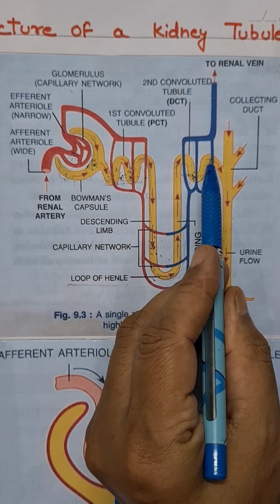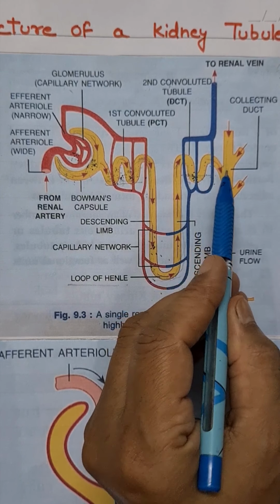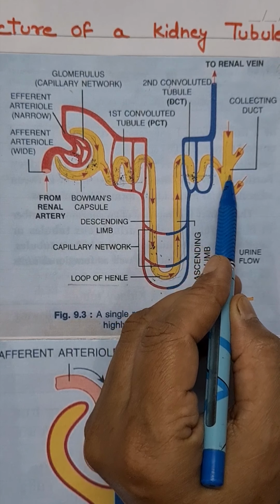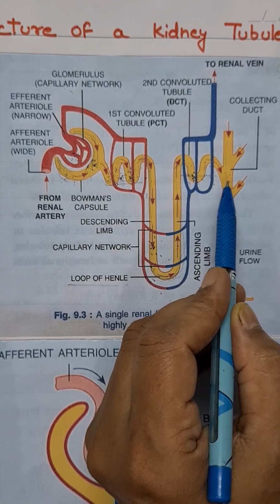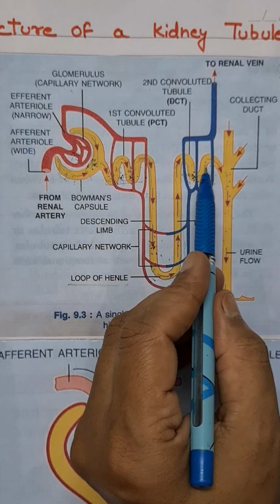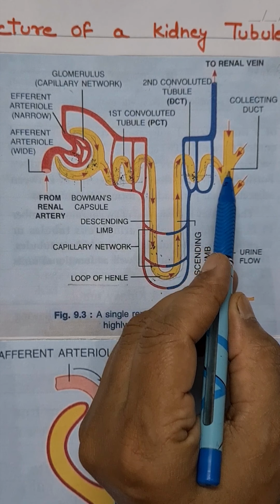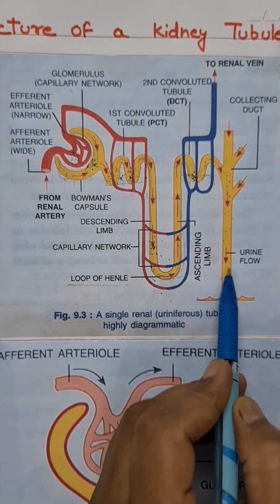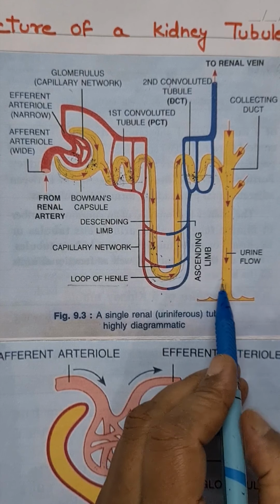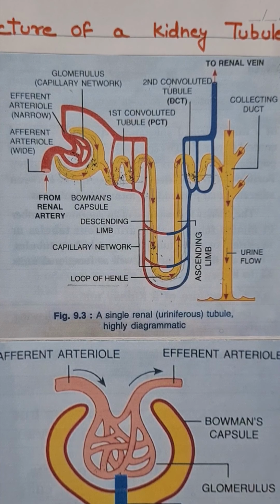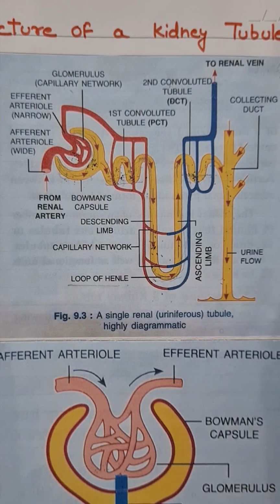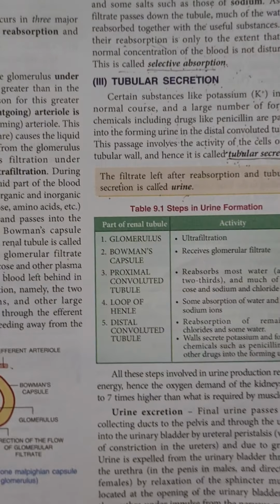The urine which is formed here is then carried to the collecting duct, which is common to many nephrons. From the DCT, urine is carried to the collecting duct. The collecting duct carries that urine to the pelvis of the kidney, and from the pelvis it goes to the ureter. The ureter will carry it to the urinary bladder, where it is stored for a temporary period of time.